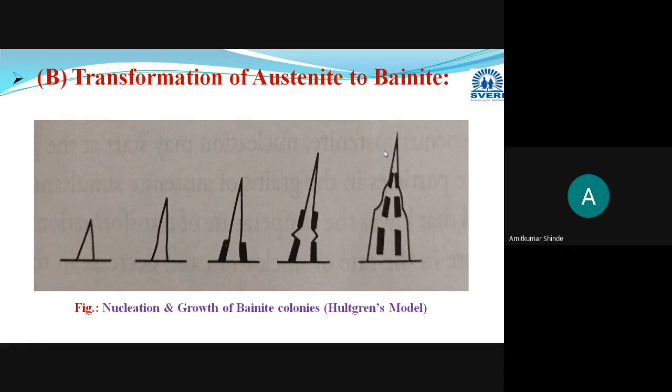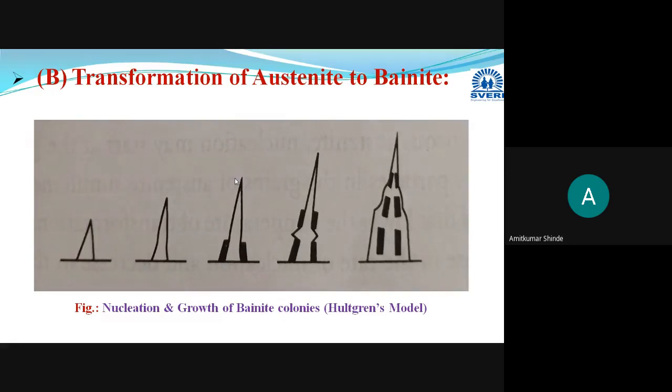And lower bainite will show an exact needle-shape structure, which I have shown here. When you compare upper bainite and lower bainite, lower bainite has higher hardness and higher strength. It will be stronger, tougher, and harder in nature as compared to the upper bainite.